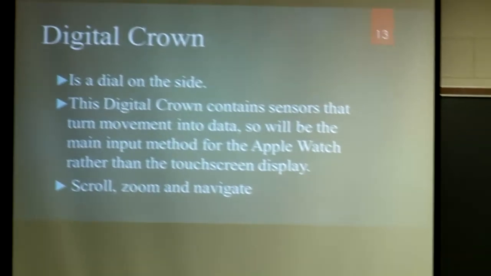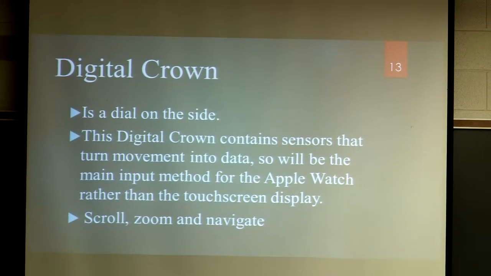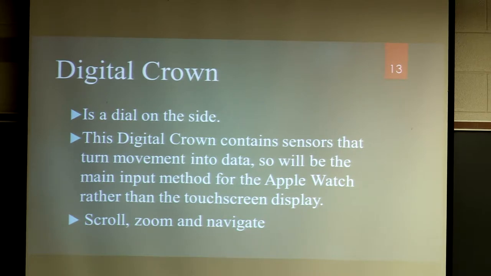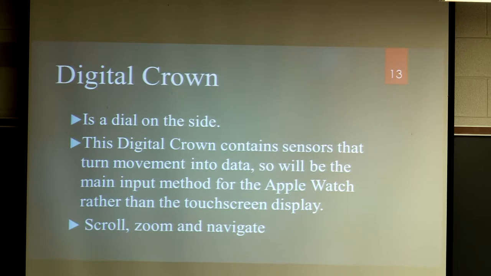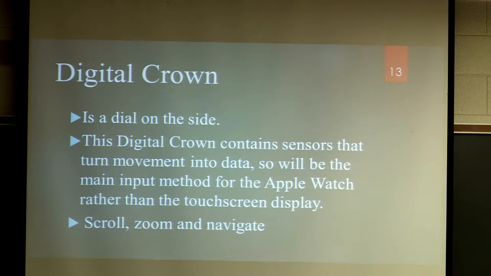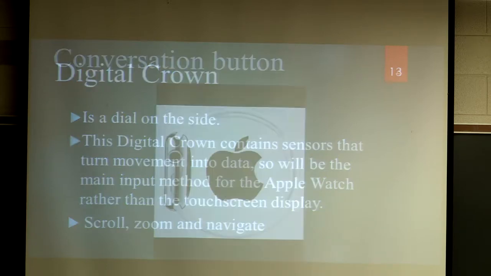And now, I would like to explain about the digital crown, which is present on the right side of the dial. That round thing is called the digital crown, and this thing is used to turn movement into data, and it contains sensors, and it is also used to scroll, zoom, and navigate. For example, if you want to see a message from our friend, we can scroll this round thing, the digital crown, to view the messages. And if you want to zoom out or zoom in the images, we can use this thing. And also this thing is used for navigation.